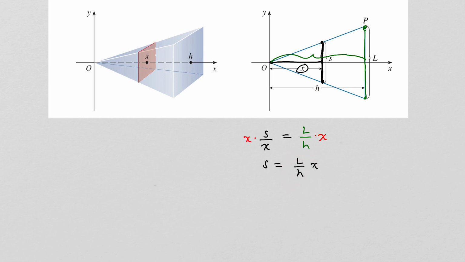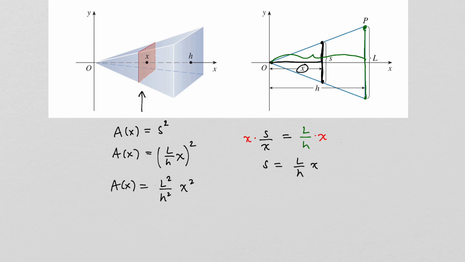So the area of that cross-sectional piece is basically just side times side, or side squared. Since we now know that the side is L over h times x, all we have to do is square that to get the area. And so our area function is L squared over h squared times x squared.